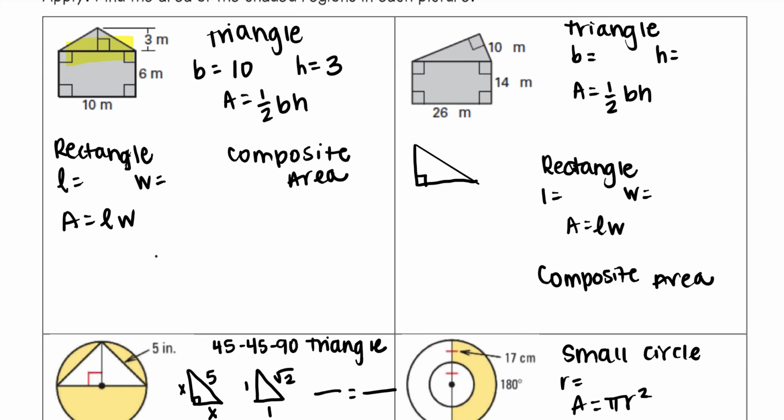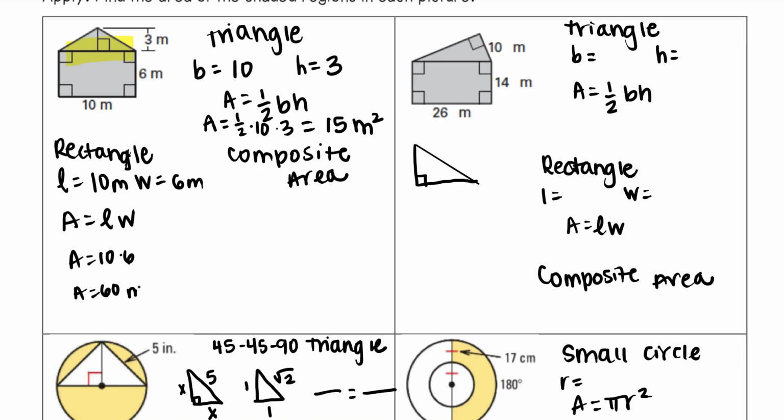So knowing that, we've got our formula for area of a triangle, 1/2 times base times height. So we've got 1/2 times 10 times 3. So half of 30 gets us 15. So we're left with 15 meters squared. We're talking about area, so this is square meters. And then we have our area of a rectangle. Our length was 10 meters and our width was 6 meters. So the area of that is just 10 times 6, and we end up with 60 meters squared.